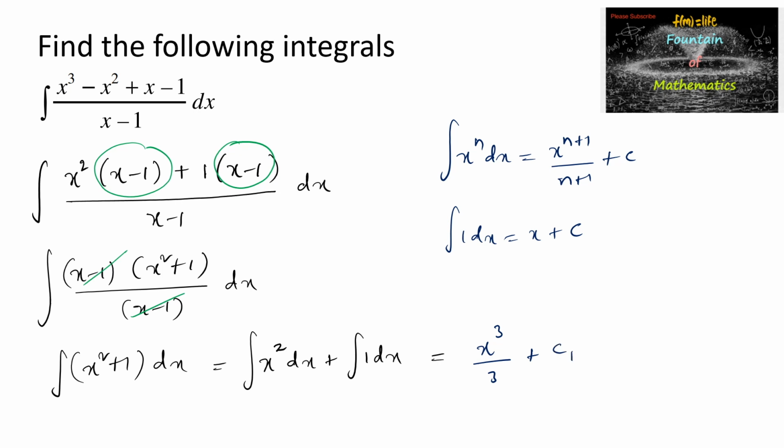So here this is plus an integral constant, and again the integration of 1 dx is x plus another constant. So c1 and c2 together I will make as one constant. So we can write x power 3 upon 3 plus x plus some constant c. This is the answer.